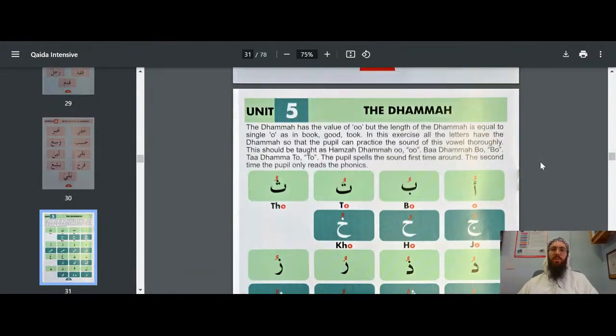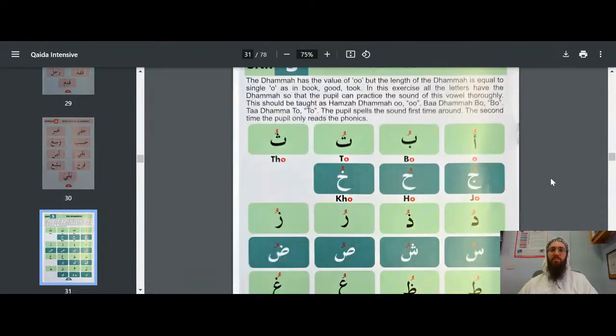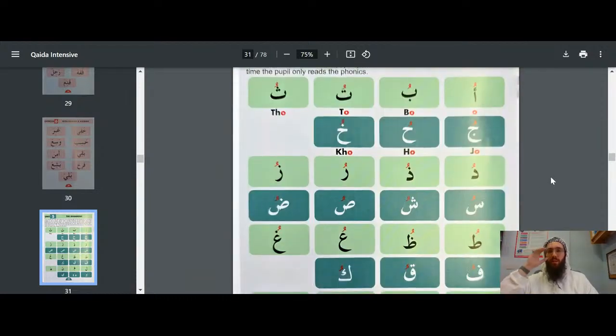Last one is the Dhamma. In fact, there's a fourth vowel, but it's actually a non-vowel. It's a vowel that means you don't pronounce a vowel, but there's a symbol for it. It's a sukun. This one here is a Dhamma. That's how it looks.